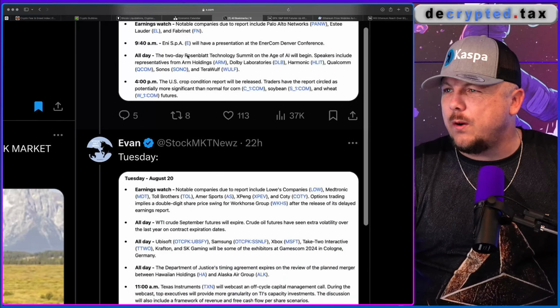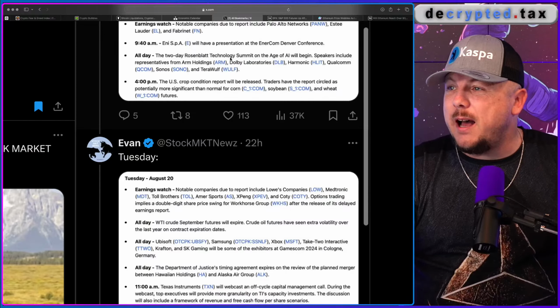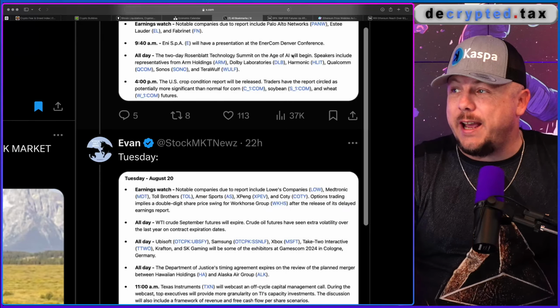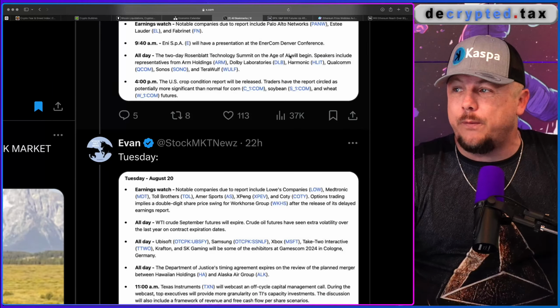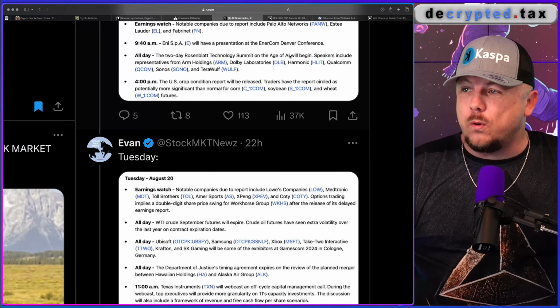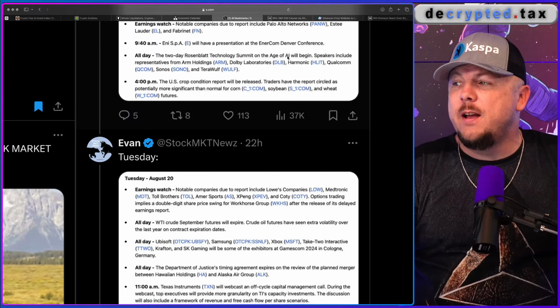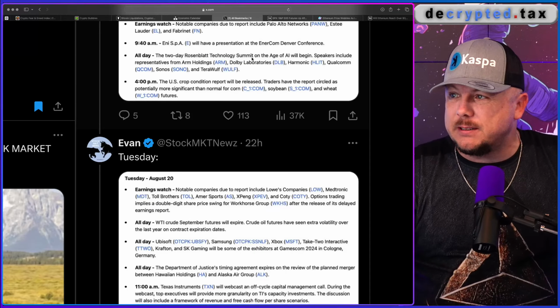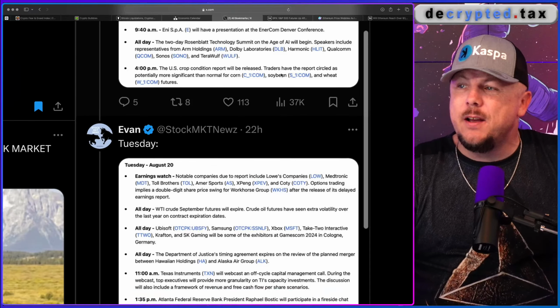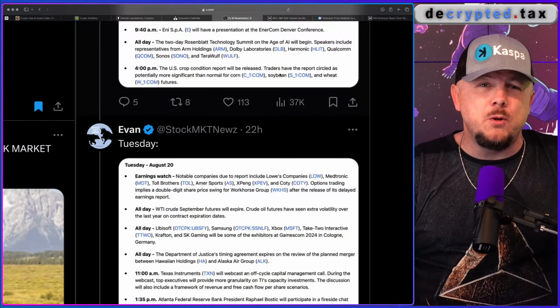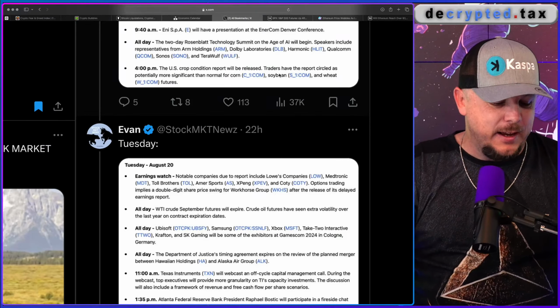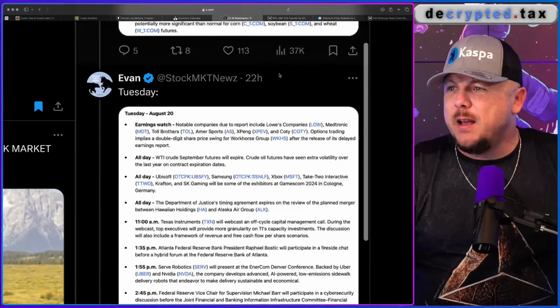What else do we have going on here? The 2-day Rosenblatt Technology Summit on AI is going to be going on. So this is going to affect things like ARM Holdings, Sonos, TeraWulf, Qualcomm. These companies could have some stuff that comes out from this AI. Of course, I also think that you'll see some moves from NVIDIA on that day. So I'll be watching for that one also.